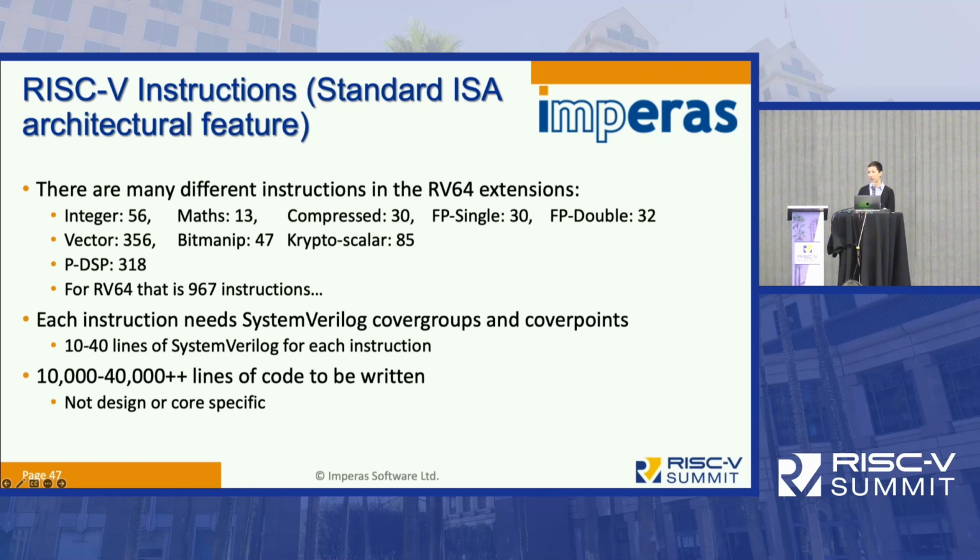Since each instruction needs between 10 and 40 lines of SystemVerilog code to define the cover groups, we're looking at between 10 to 40,000 lines of code that need to be written. Keep in mind that this code doesn't have to be unique to a particular processor. This is coverage for the RISC-V ISA.